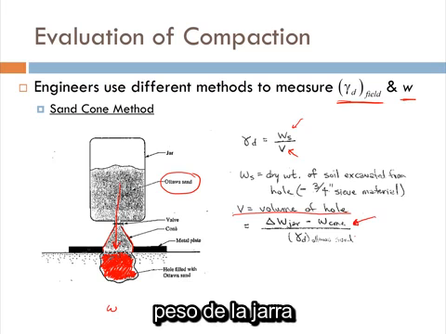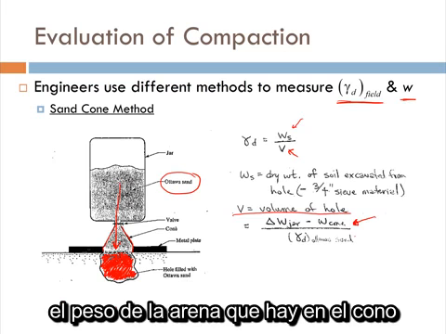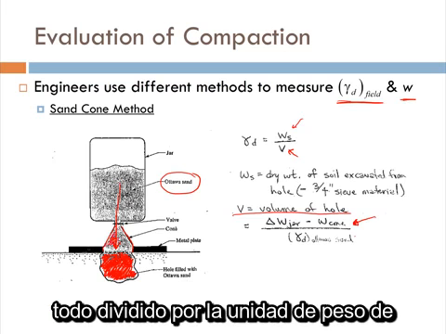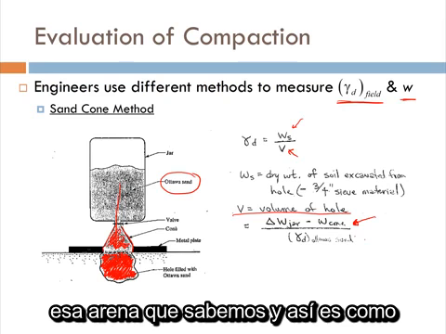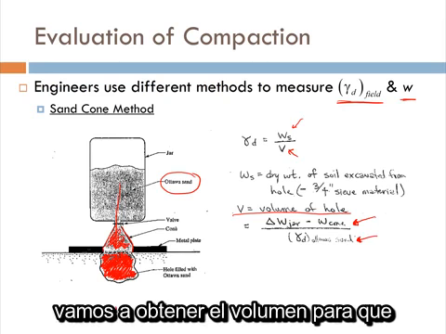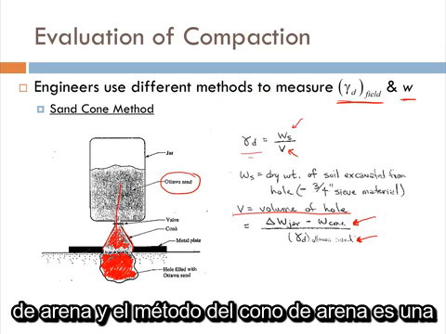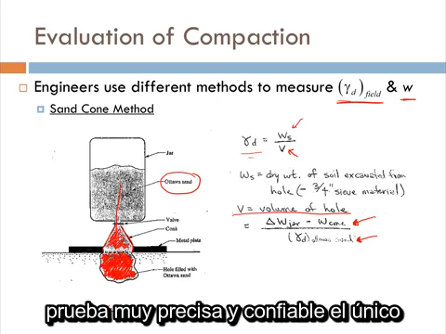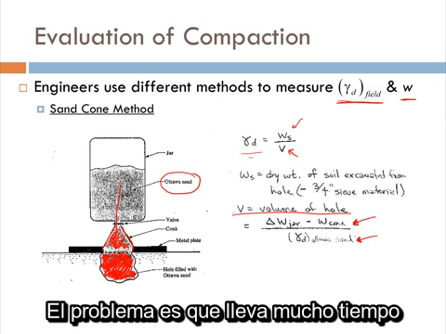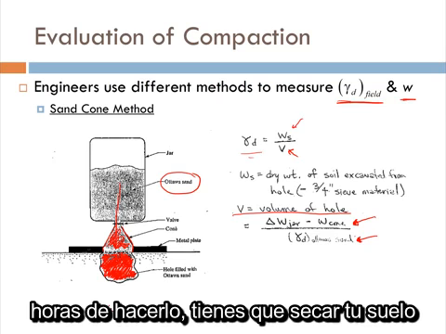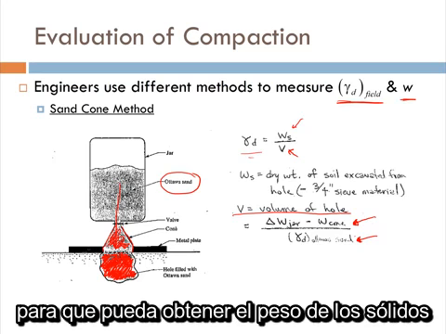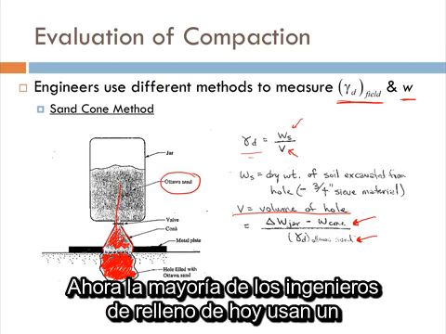So that's going to be the change in the weight of the jar minus the weight of the sand that's in the cone, all divided by the unit weight of that sand, which we know. And that's how we're going to get the volume. So we can get a dry density that way from a sand cone. The sand cone method is a very precise and reliable test. The only problem with it is that it takes a long time to do. You've got to dry your soil so you can get the weight of the solids.